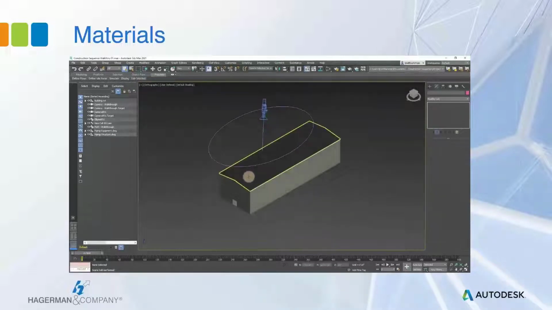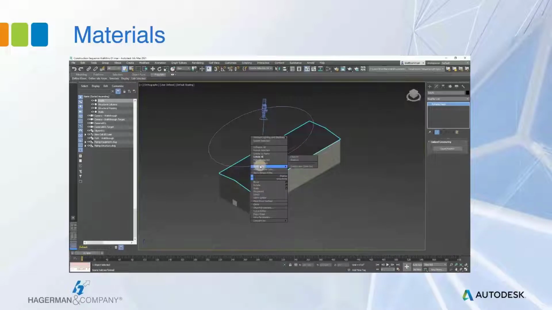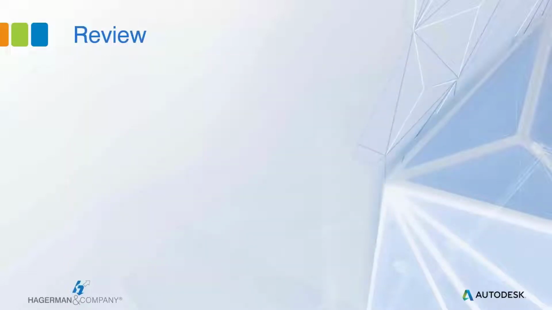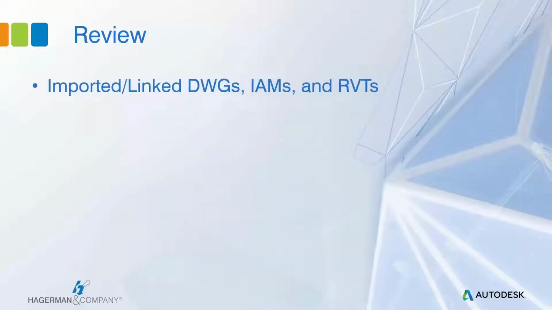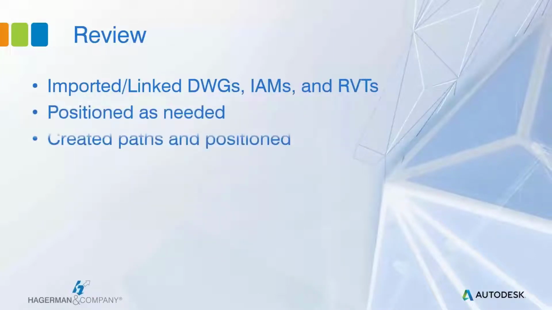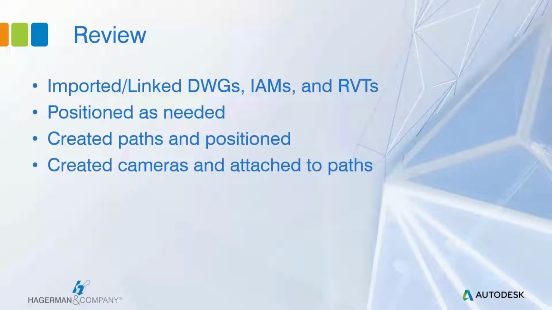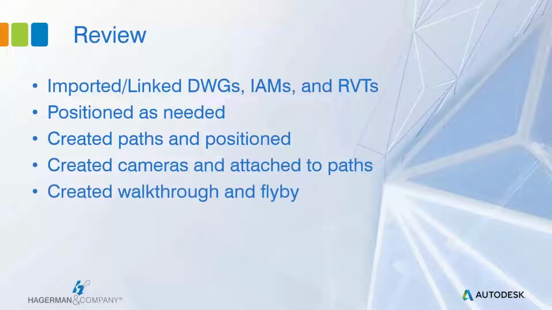Okay, that's it. Let's review what we've done so far. First, we brought in an Inventor assembly, the AutoCAD files, and a Revit file. Next, we moved what we needed to. After that, we created the paths, and then we added the cameras and associated them to each path. And then finally, we created the walkthrough and the flyby.